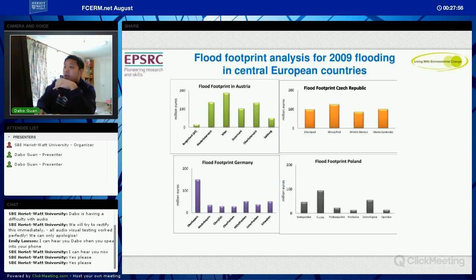What we also did, which I didn't present here, is take, for example, Vienna as a case study, to look more closely at the breakdown for the sectors and the regions for Vienna, to look at the flood.